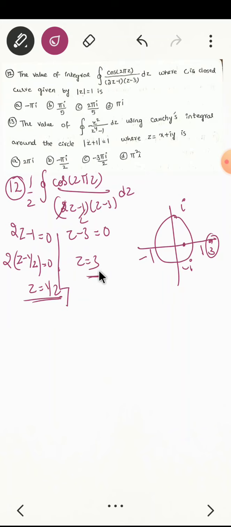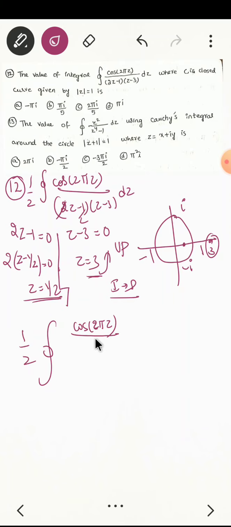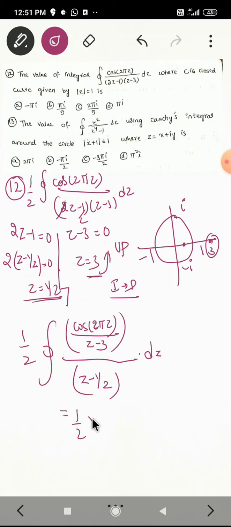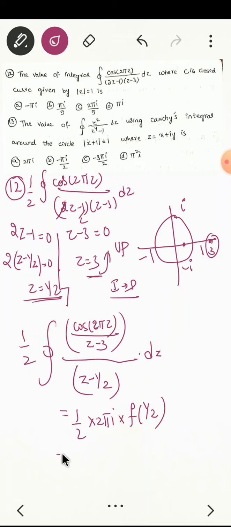So inside goes down and outside you have to send up. Inside down, that means z minus half will be down. 1 by 2 cos 2 pi z by z minus 3. I have sent it upward because this is outside the contour, and this is inside the contour, that's why I have kept it down. Then 1 by 2 into 2 pi i into f of 1 by 2, f of a, right? f of 1 by 2.